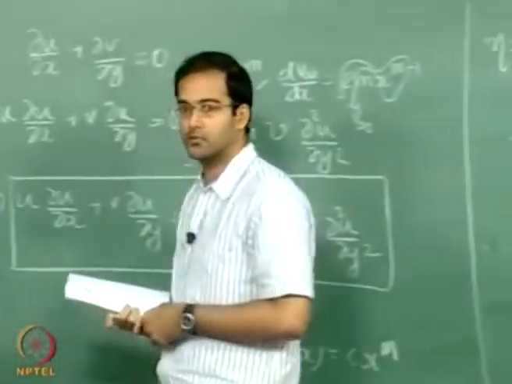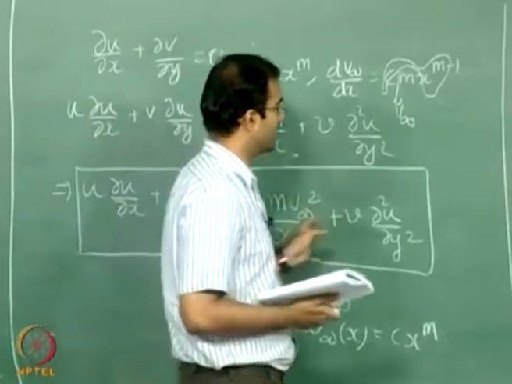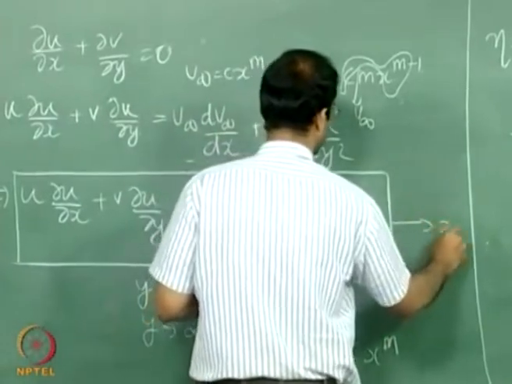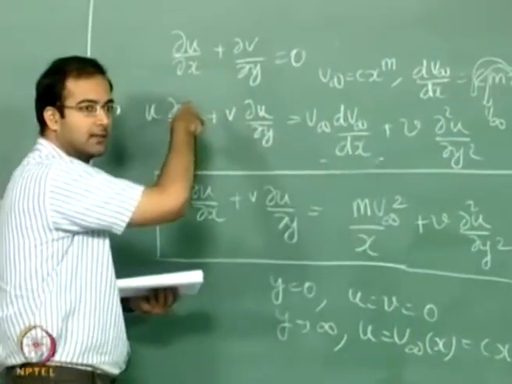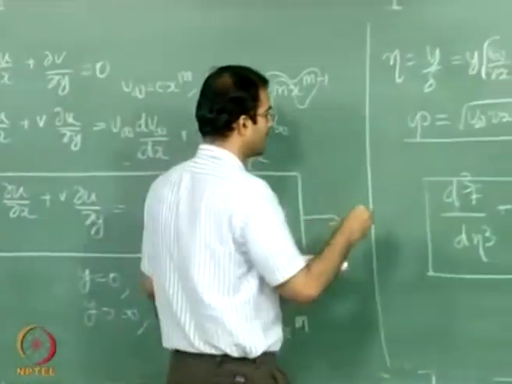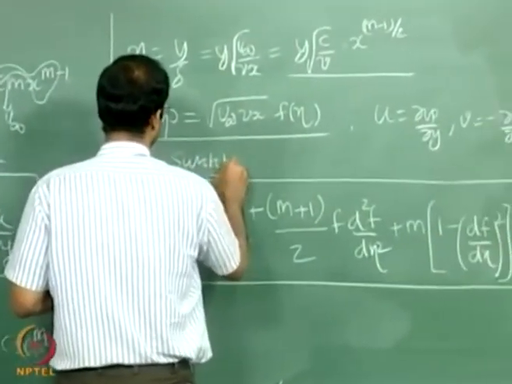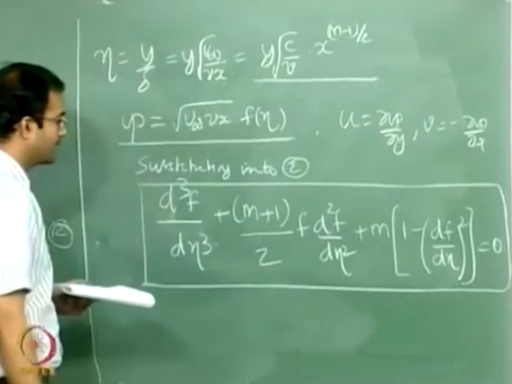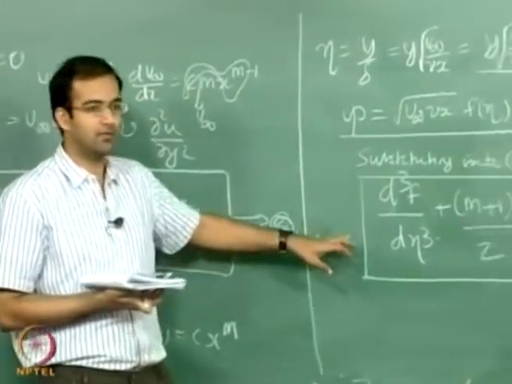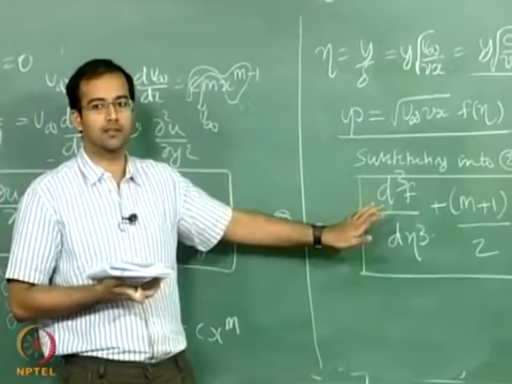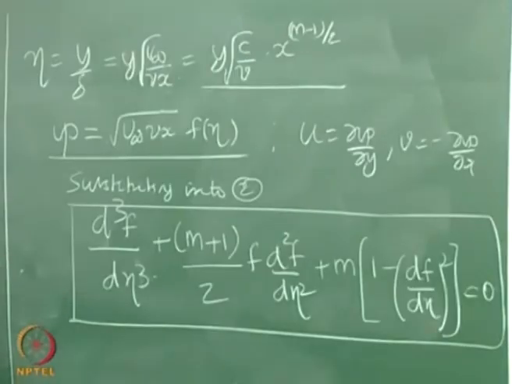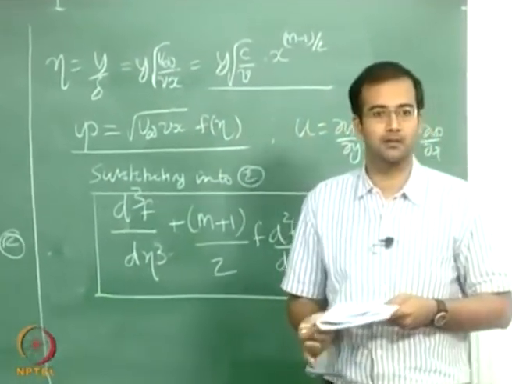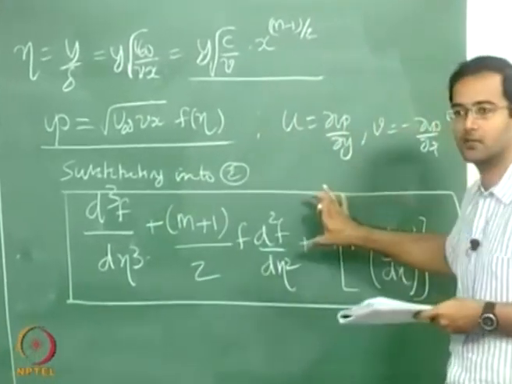It is not too difficult to show once you plug in all the velocity gradients and velocities into this expression. Let me call this number 2. Your stream function already satisfies the continuity equation, so you have to just plug it in here, and substituting into 2 you get your final ODE, which is free of x and y terms. It is only a function of f and eta. So this shows that for this kind of flows a similarity solution is perfectly possible, and this is the Falkner-Skan similarity solution.